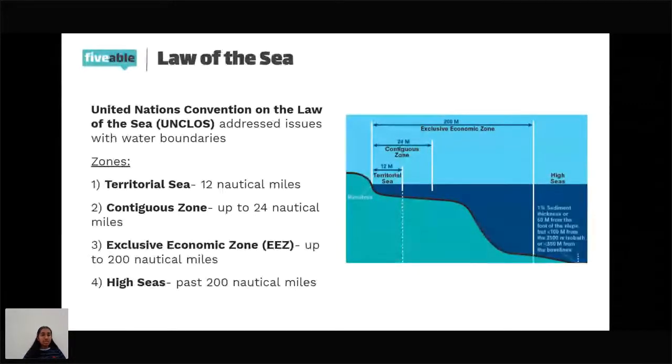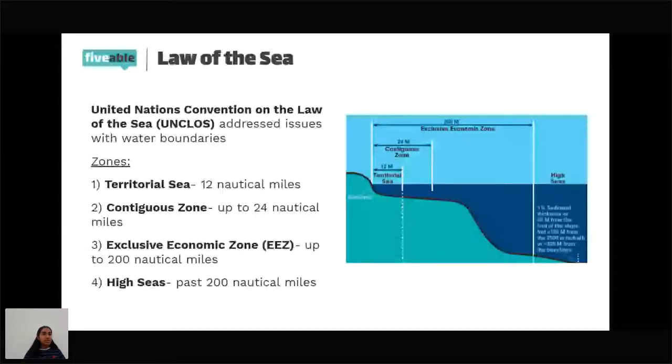After that is the exclusive economic zone, or the EEZ, and this is from 24 miles up to 200 nautical miles, where ships from that country can explore and extract resources. So they can go out into those waters and fish and mine for oil and minerals. And past that is the high seas. This is past 200 nautical miles, and these are open waters for all states to access. Like the middle of the Pacific Ocean, that's basically high seas for everyone.